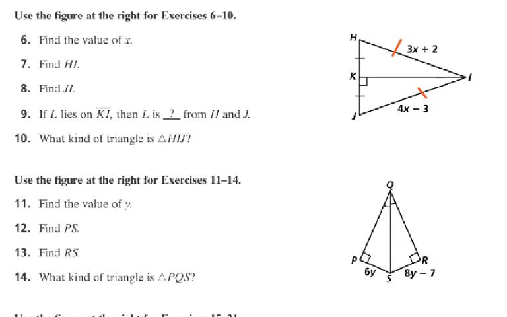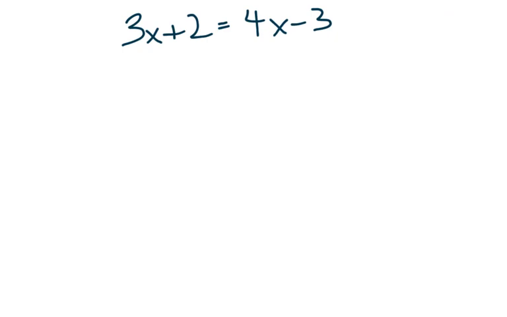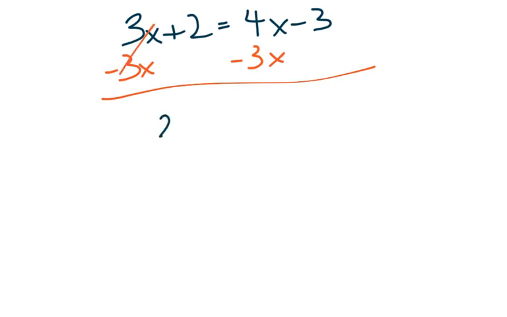And when I say congruent, I mean like equal, same everything. So 3x plus 2 has got to be equal to 4x minus 3. So we're going to set that up and solve. Okay, so I'm going to subtract 3x from both sides. And I get 2 equals x minus 3. I'm going to add 3 to both sides. And I get that x is 5.